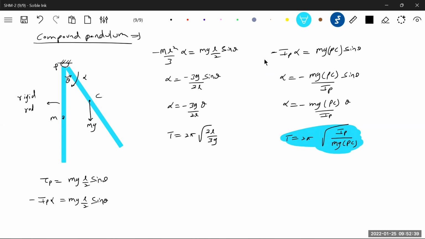This is applicable for any rigid body. If the point of suspension varies, the distance PC will change proportionally; calculate the moment of inertia and work it out.